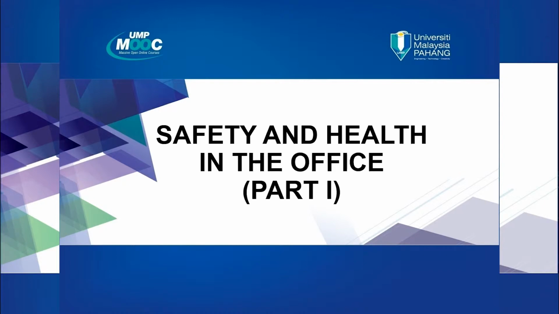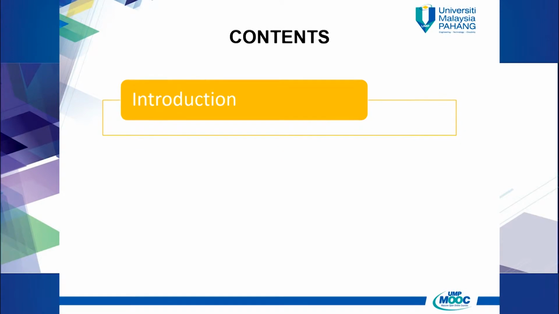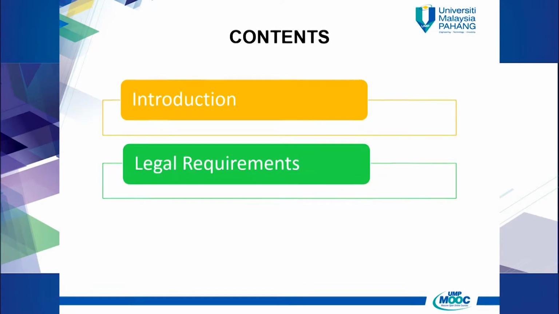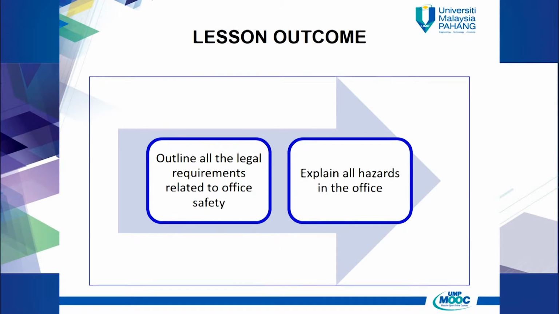Now we will learn about office safety. In the first part of the office safety lesson, we will focus on a few things. They are introduction to office safety, legal requirements, and hazards in the office. At the end of this lesson, we hope you will achieve these two objectives. Objective number 1, you are able to outline all the legal requirements related to office safety. And objective number 2, you can explain all hazards in the office.